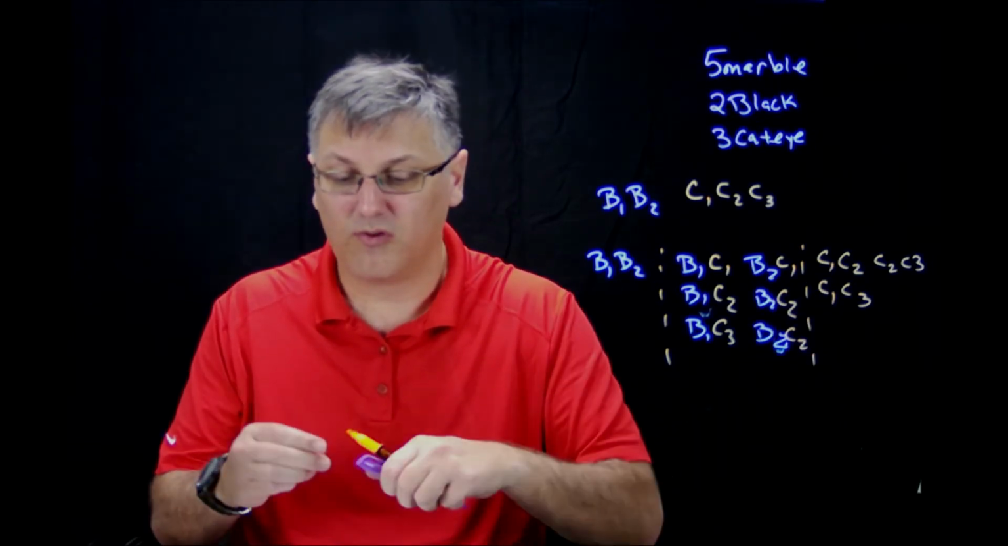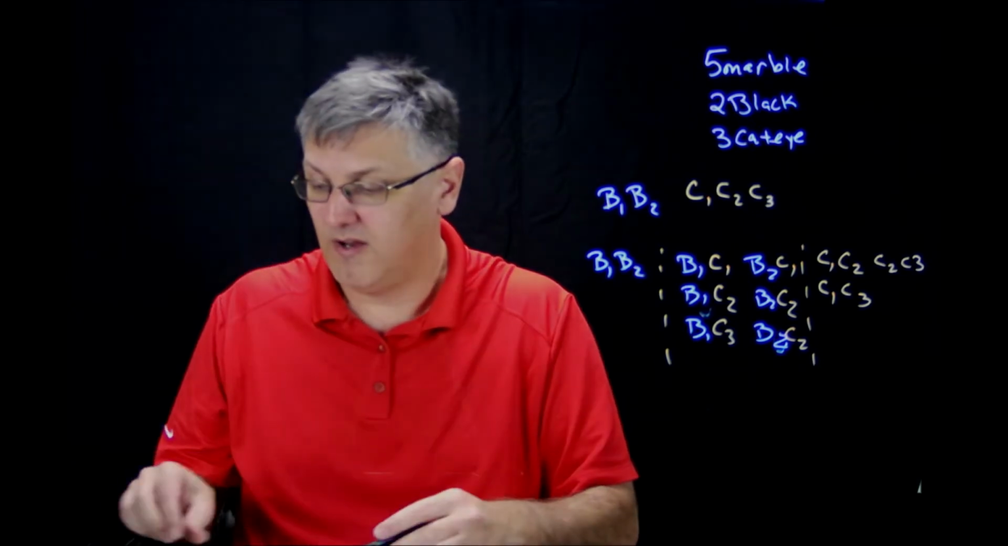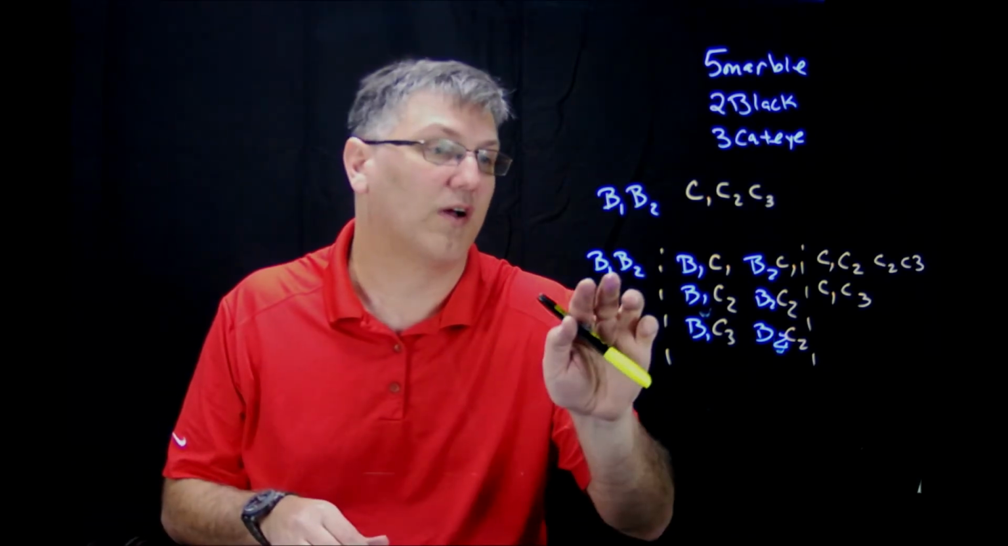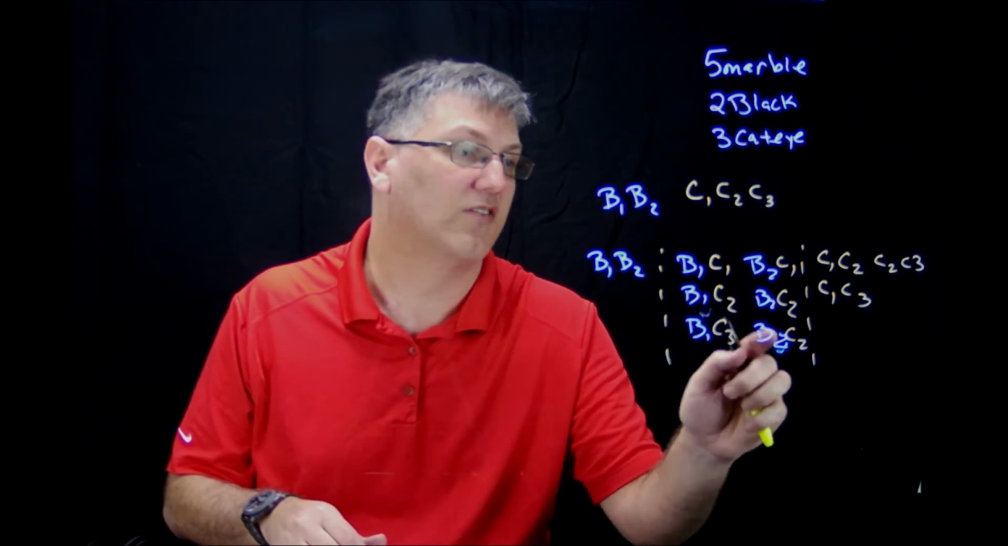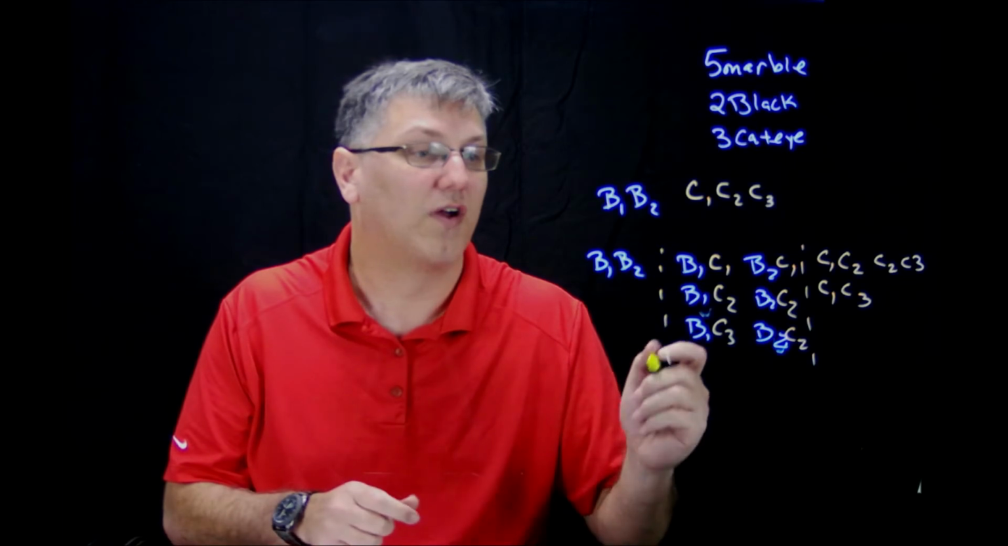So the first thing I'm going to do is count how many total different options I have here. I have 1, 2, 3, 4, 5, 6, 7, 8, 9, 10. So I have 10 total.